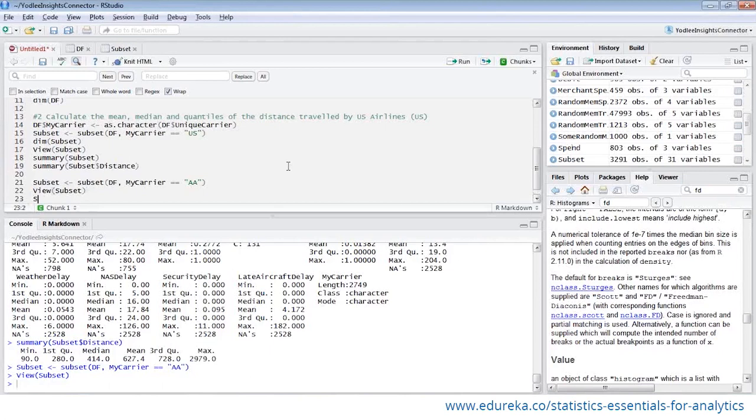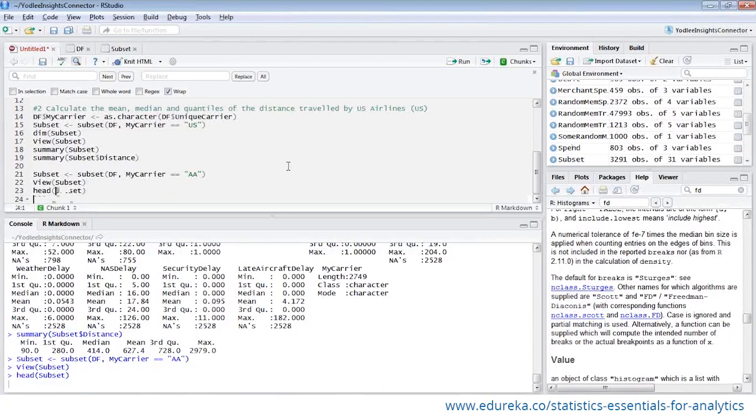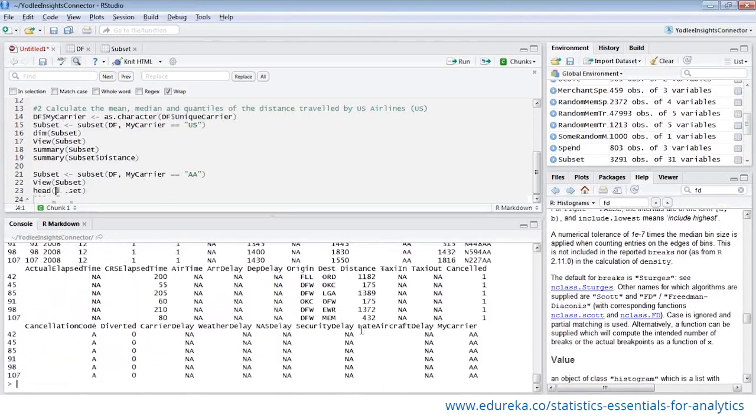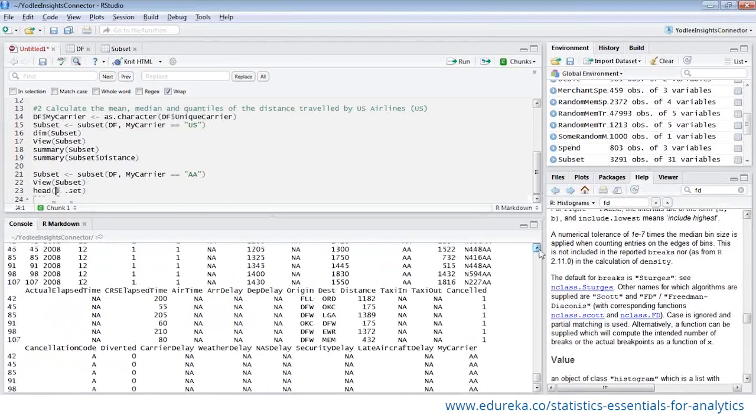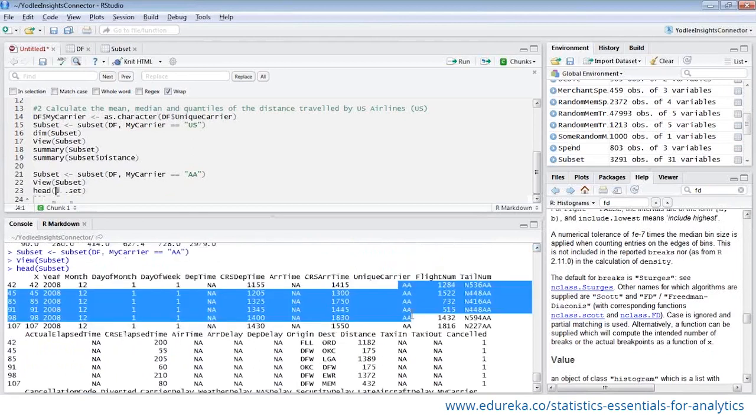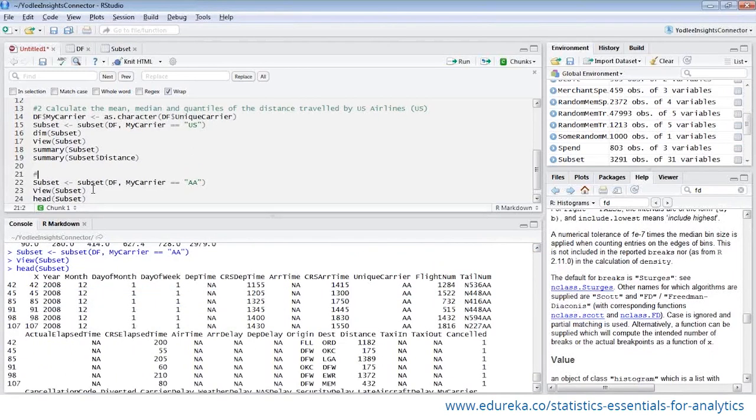If you don't like viewing, then you can also do a head, which will print the result here itself. And then you can quickly cross-check whether all the unique carriers are American Airlines or so on. Okay. So coming to our question, we are interested in finding the standard deviation of the distance traveled by American Airlines.